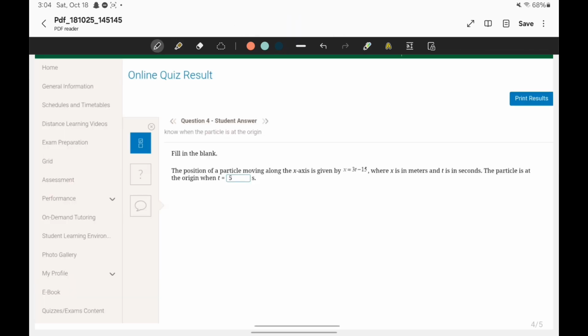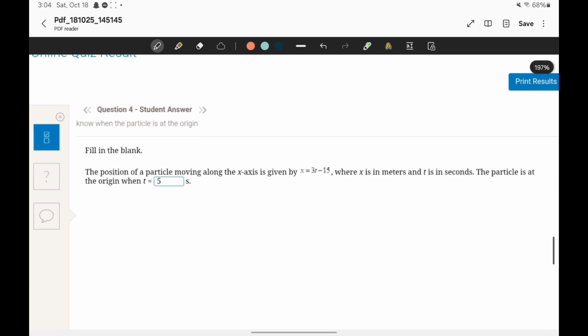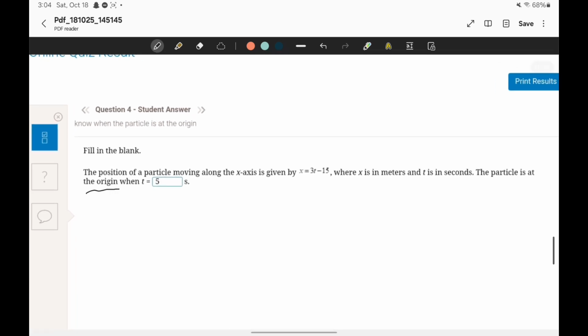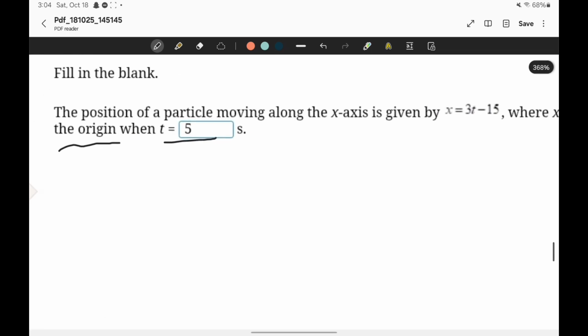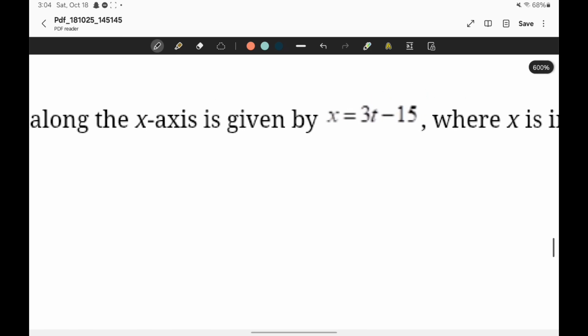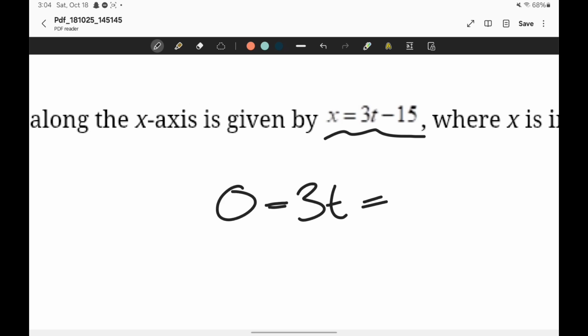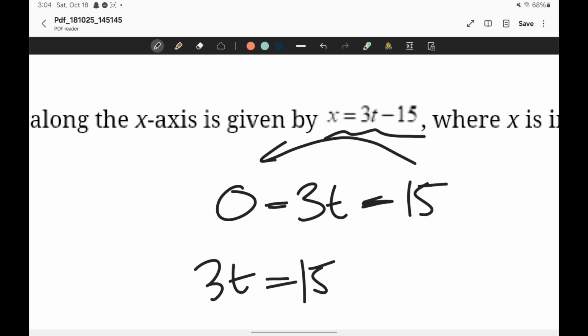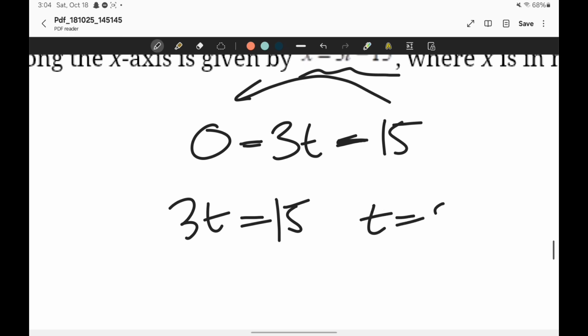Number 4, the position of a particle moving along the x-axis is given by an equation. The particle is at the origin when t is blank. When a particle is at the origin, that means its position is 0. It's where it started, right? And here we already have the equation for position. So we're just going to equate that to 0. So 0 equals 3t minus 15. That means 3t equals 15. We just move 15 here. So that means t equals 5.